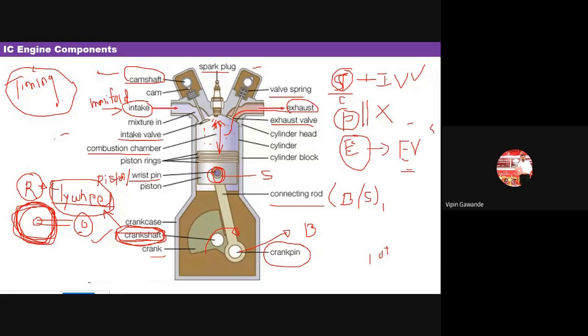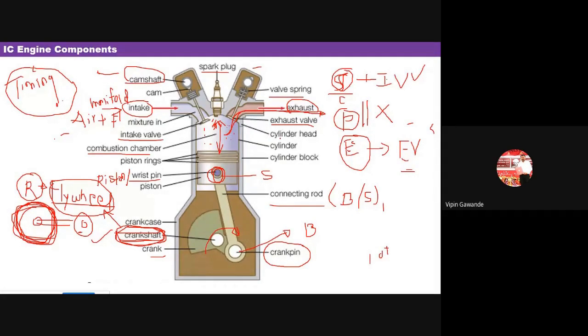We have the intake manifold, we have the exhaust manifold. The function of the intake manifold is to allow the entry of air plus fuel inside the cylinder through the intake valve, while the function of the exhaust manifold is to allow the removal of the exhaust gases to the atmosphere. So this is the function of the exhaust manifold.